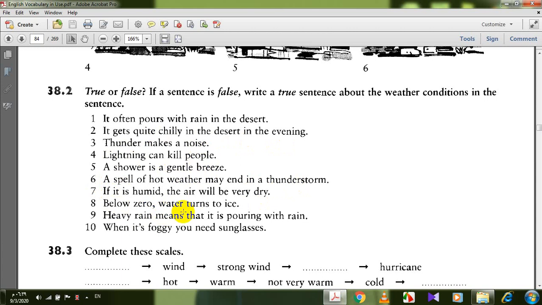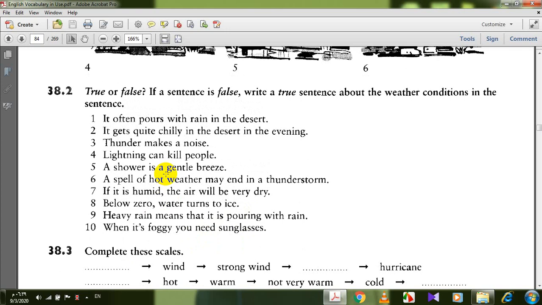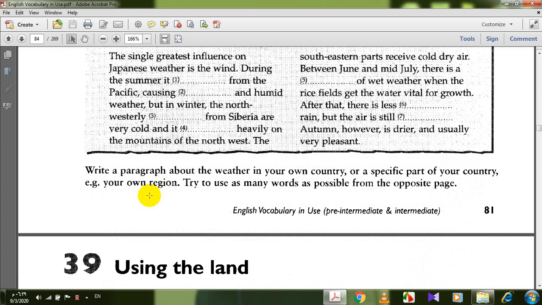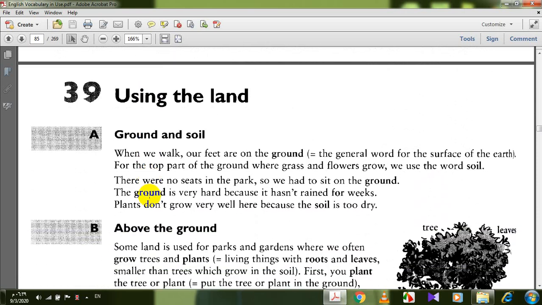Below zero, water turns to ice. Heavy rain means that it is pouring with rain. When it's foggy, you need sunglasses. Okay, so you write true or false, and if the sentence is false, you write a true sentence about it. Okay, you do the other exercises alone, right? Let's go to unit 39, using the land.